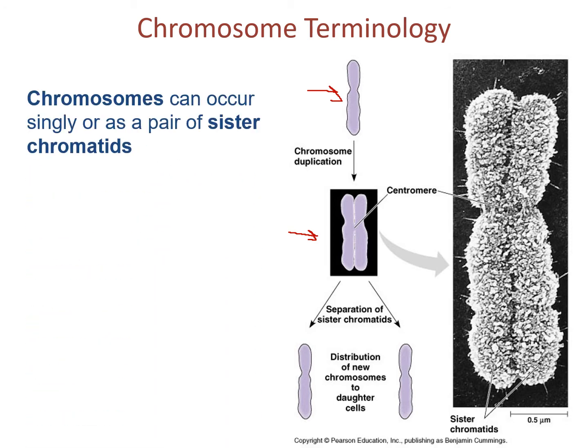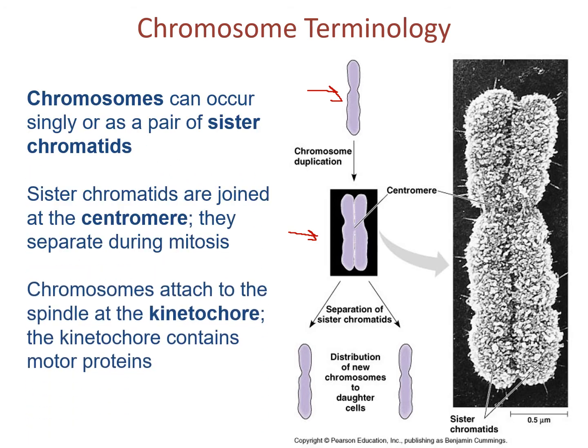So chromosomes can occur singly or as a pair of sister chromatids. Sister chromatids are joined at the centromere, and they separate during mitosis. Within the centromere, we have something called the kinetochore. It contains motor proteins that will grab on to the mitotic spindle and pull the chromosomes towards the ends of the cell. The mitotic spindle is actually kind of like a set of railway tracks. The chromosomes actually run along it, so they're walked along it. It's not like a system of ropes. It's not actually a tug of war that's occurring.